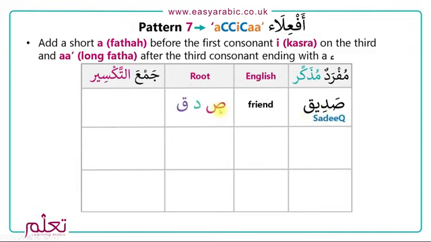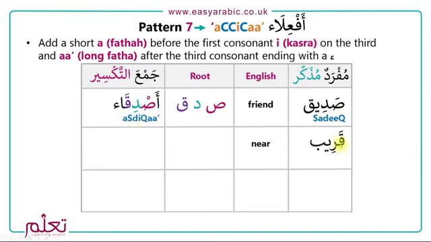So we split it, we've got sod, dal, and qaf. Okay, so what we're going to do is look at this example here. So the first one is going to be the alif with the fatha, then the sod is going to have the sukun, os, then the dal is going to have a kasra, asdi, and then the qaf will have the fatha, alif, and then the hamza. So asdiqa, asdiqa, which is friends.